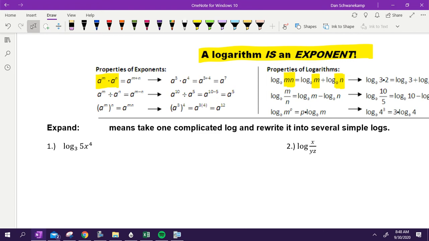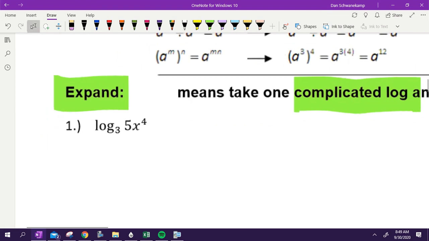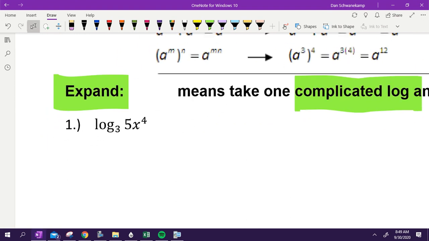Okay, so what we're doing first here is called expanding the logarithmic expression. Okay, we're expanding. When you think of the word expand, what do you think of? Getting bigger. We're getting wider. We're getting longer. Okay, we're expanding. So what we're going to do here is take one complicated log. The argument of this logarithm is going to be fairly complicated, and we're going to rewrite it into several simple logs. All right, so looking at number 1, I've got log base 3 of 5x to the 4th.